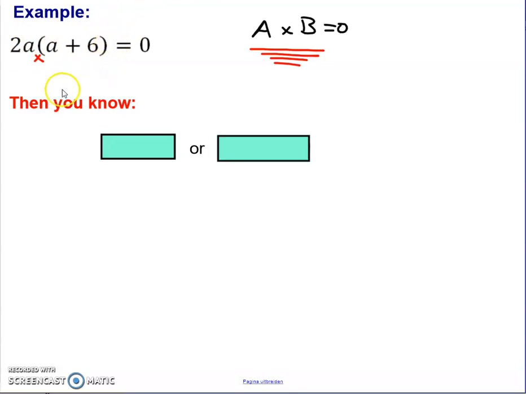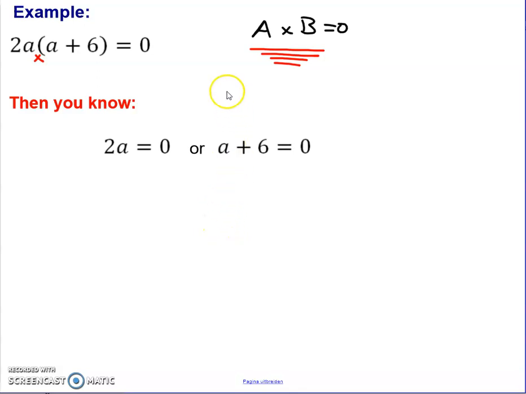And that's something I'm going to write down. So this is a factor, and maybe this one is 0, so I write down 2a is 0, or this part is 0. So this is what I know. I multiply two factors, the solution is 0. So either 2a needs to be 0, or a plus 6 needs to be 0. And that's what I've written down. And now I have two equations I can solve by using the balance method.